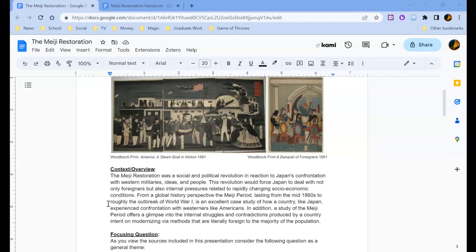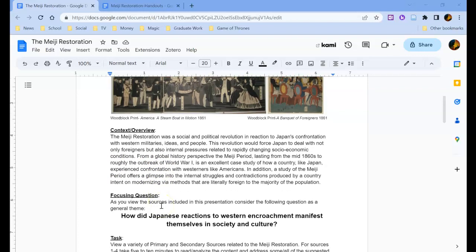It's become even more narrow to specifically how Japan was reacting to Americans, and how those reactions then ended up manifesting themselves in their art, their culture, and even in their writing. So that's what this presentation is going to cover.